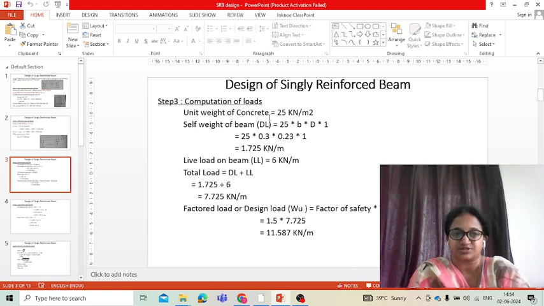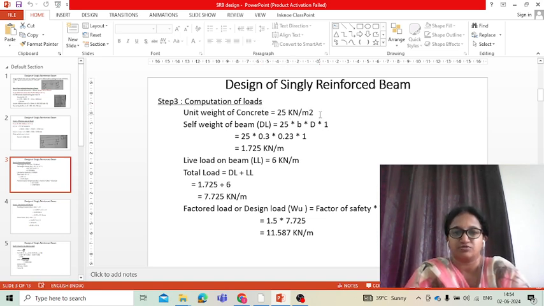Now coming to the next step, here it is about computation of loads. We all know that the unit weight of concrete is 25 kN per meter cube. The self weight of the beam, that is nothing but the dead load, is the unit weight of concrete into width into depth into 1 meter. So I got the value here. Now coming to the live load, which is given in the problem, 6 kN per meter. The total load is the dead load plus live load, which is 7.725 kN per meter. Now coming to the factored load, the total load is multiplied with the factor of safety. So I got the total factored load as 11.587 kN per meter.